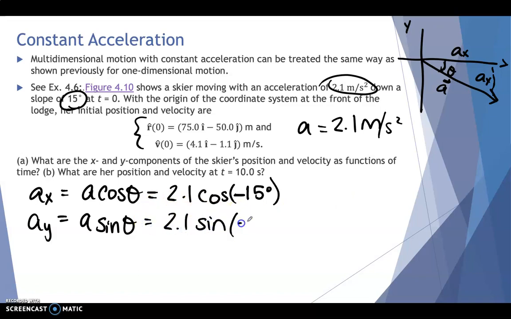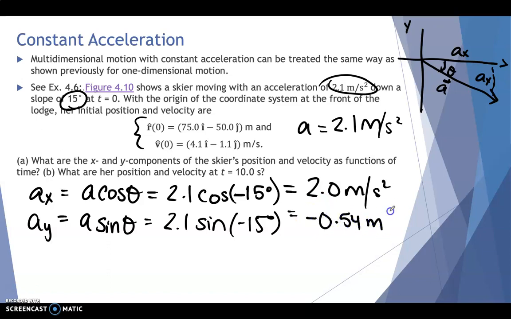Okay, and here's the other one. I'm just doing them simultaneously. And once you plug these into your calculator, you get the acceleration in the x direction is 2.0 meters per second squared. And in the y direction, negative 0.54 meters per second squared.